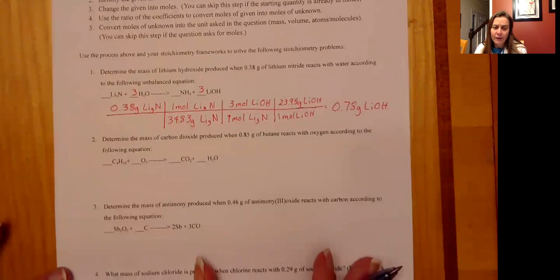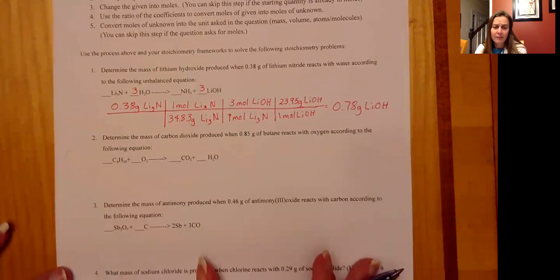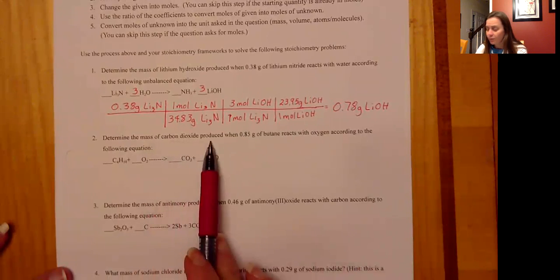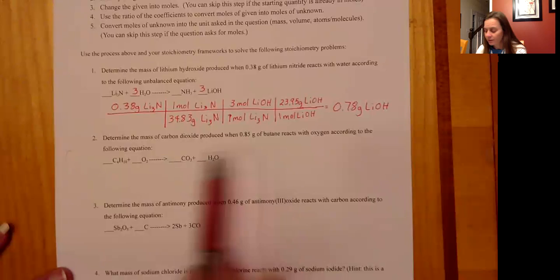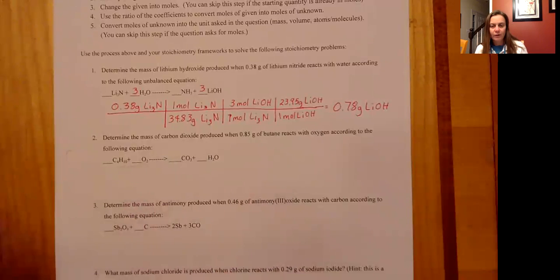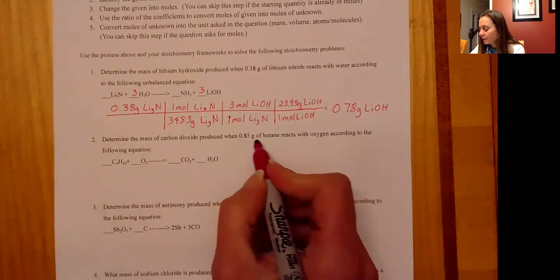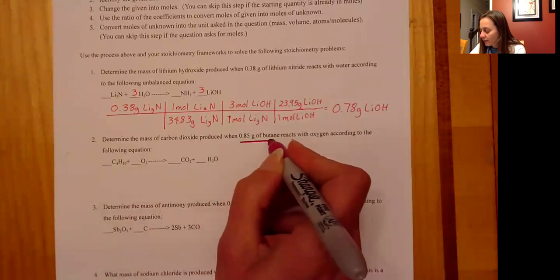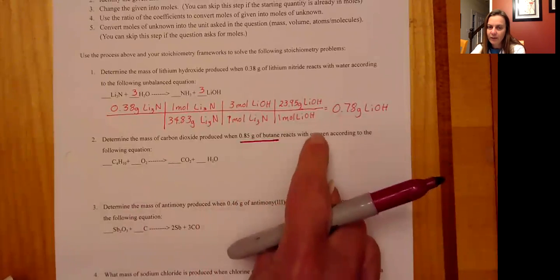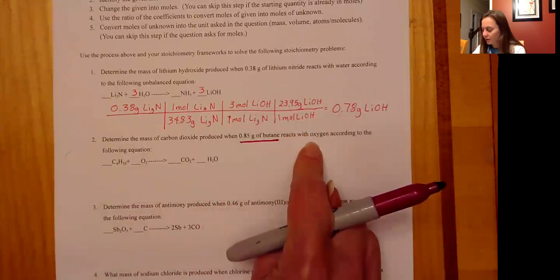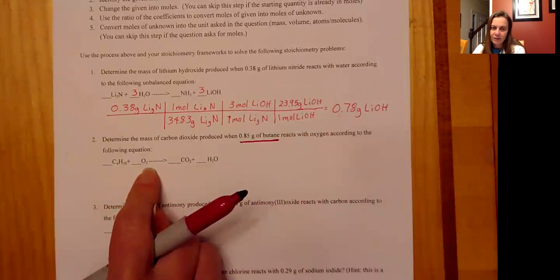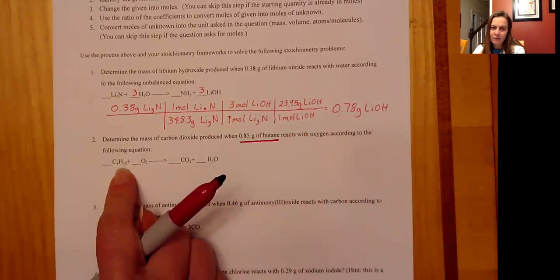So our next question asks us to determine the mass of carbon dioxide produced when 0.85 grams of butane react with oxygen according to the following equation. So even if we're not sure what butane is, that is our given. And it tells us that we have 0.85 grams of butane and that those are reacting with oxygen. So if they're reacting with oxygen, the only thing that's reacting with oxygen in this equation is this C4H10. So that must be butane.